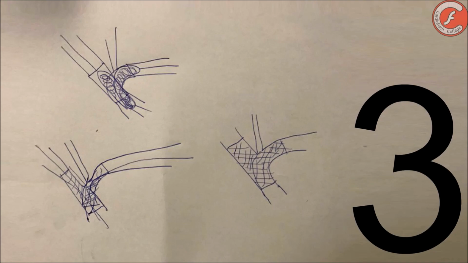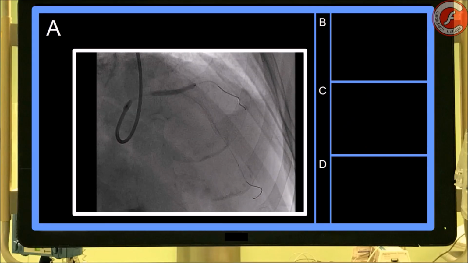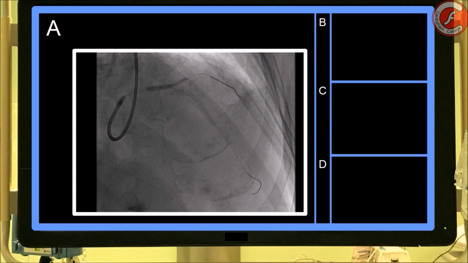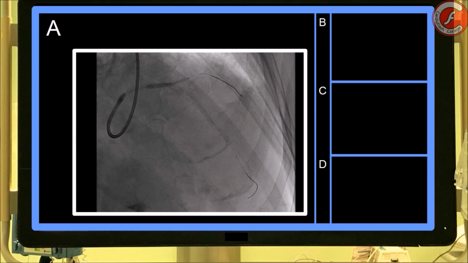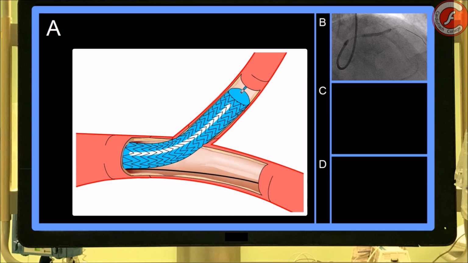Step 3. A drug-eluting stent is implanted in the most angulated branch. To be practical, we will consider in our case that the most angulated branch is the side branch. Therefore, the diameter of the stent shall adjust to the diameter of the distal segment of the side branch.